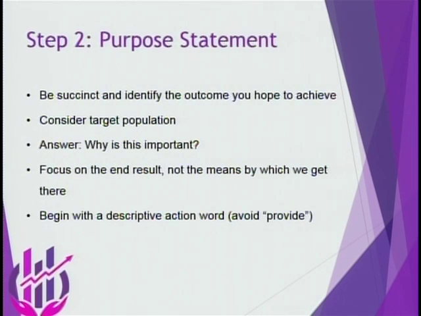You want to avoid putting in the means by which you get to that outcome. So an example of this is an immunization clinic. An immunization clinic, their purpose is not to provide immunizations. That is the means by which they get to the outcome they want, which is to reduce or eliminate vaccine-preventable diseases.